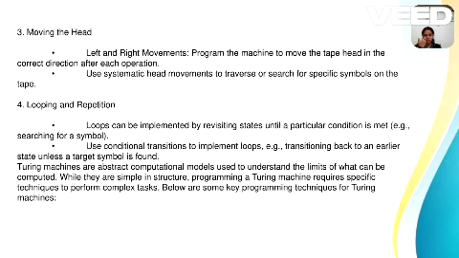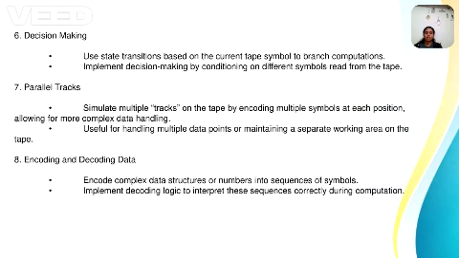Turing machines are abstract computational models used to understand the limits of what can be computed. While they are simple in structure, programming a Turing machine requires specific techniques to perform complex tasks. Below are some key programming techniques of Turing machines: decision making, parallel tracks, encoding and decoding of data.